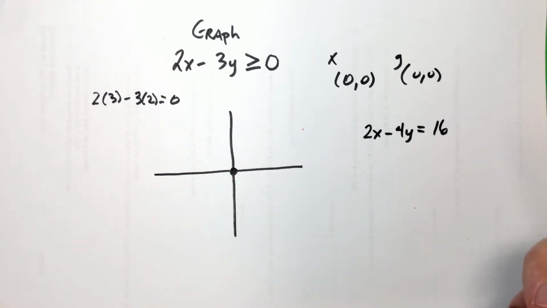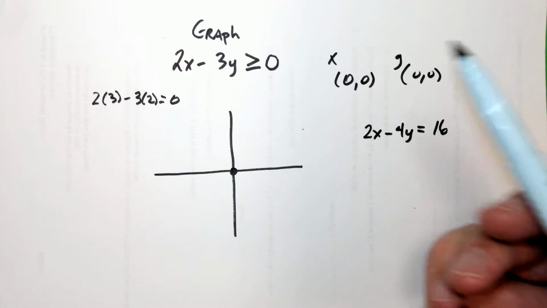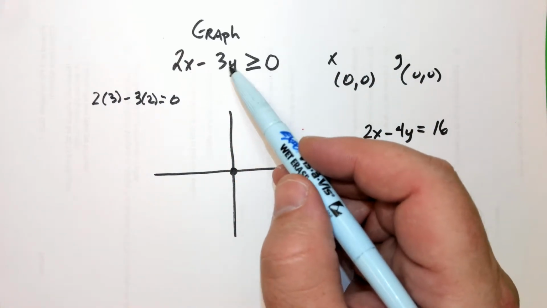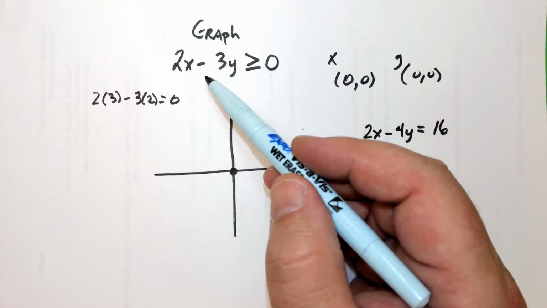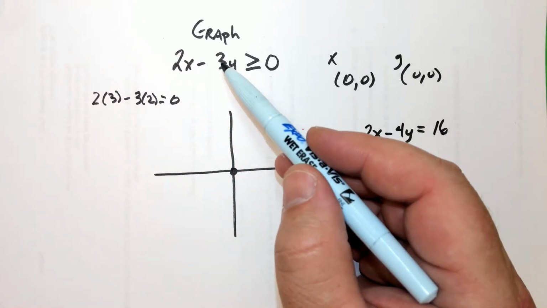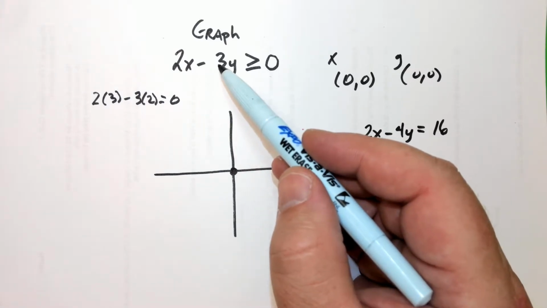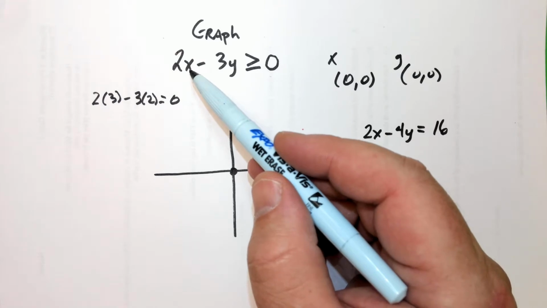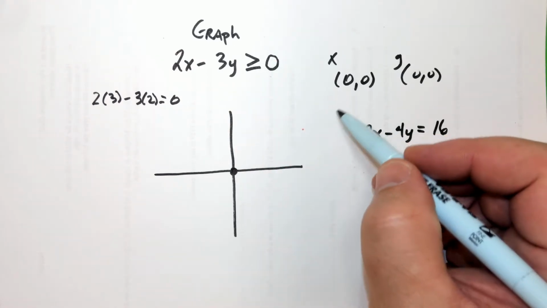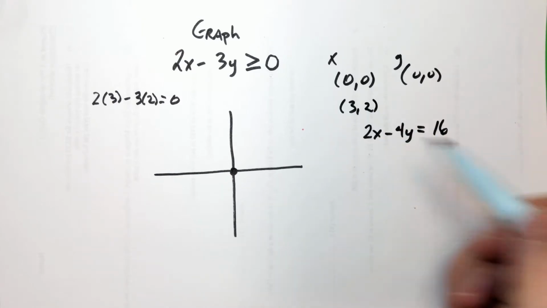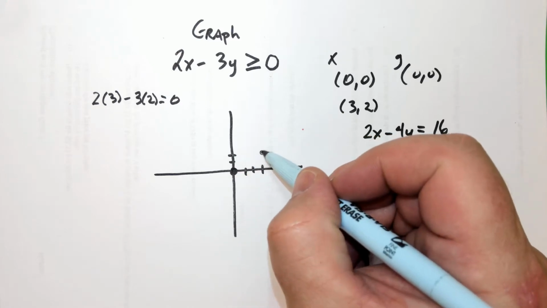Is that 0? Yeah, right? Do you see how I did this? You see where I got the 2 and the 3? I just switched those. So I made y equal to this number, and I made x equal to this number, and then it's equal to 0. So the point was 3, 2, right? So the point is 3, 2. So we'll do 1, 2, 3, and over 2.